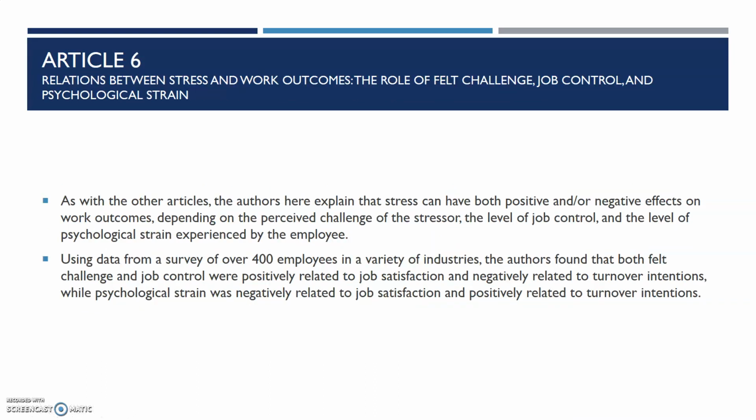Article 6 is relations between stress and work outcomes, the role of felt challenge, job control, and psychological strain. As with the other articles, the authors here explain that stress can have both positive and negative effects on work outcomes depending on the perceived challenge of the stressor, the level of job control, and the level of psychological strain experienced by the employee. This article used data from a survey of over 400 employees in a variety of industries. The authors found that both felt challenge and job control were positively related to job satisfaction and negatively related to turnover intentions, while psychological strain was negatively related to job satisfaction and positively related to turnover intentions.